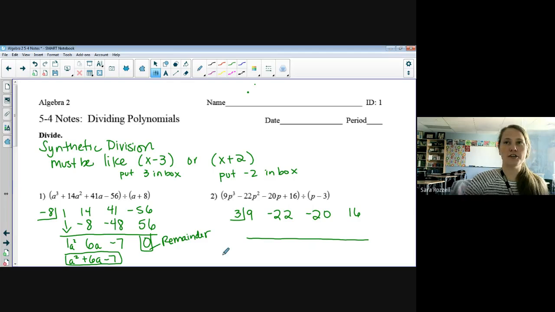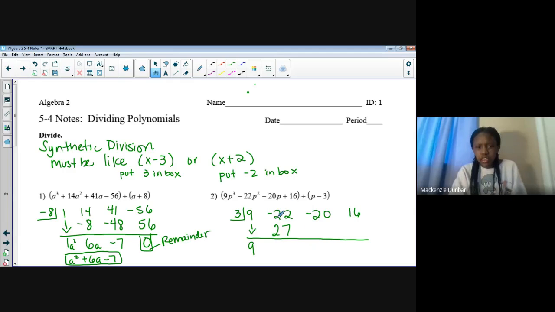Okay, and the very first thing we do is we drop our first number. Our first number is 9. So I'm going to drop the 9. And then we multiply. 9 times 3 is 27. So we put 27 in our next position. 9 times 3 was 27. Okay, then we're going to add these two together.